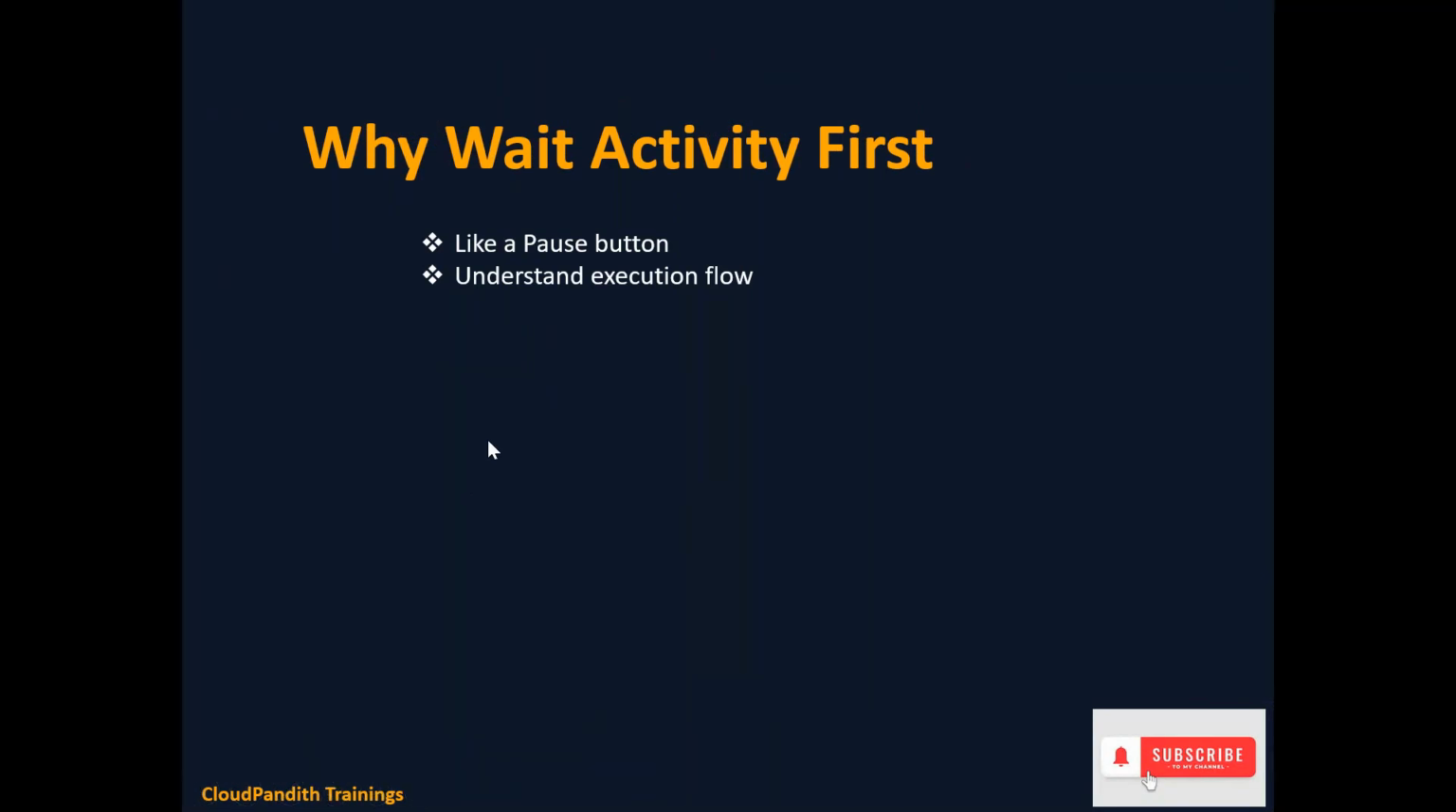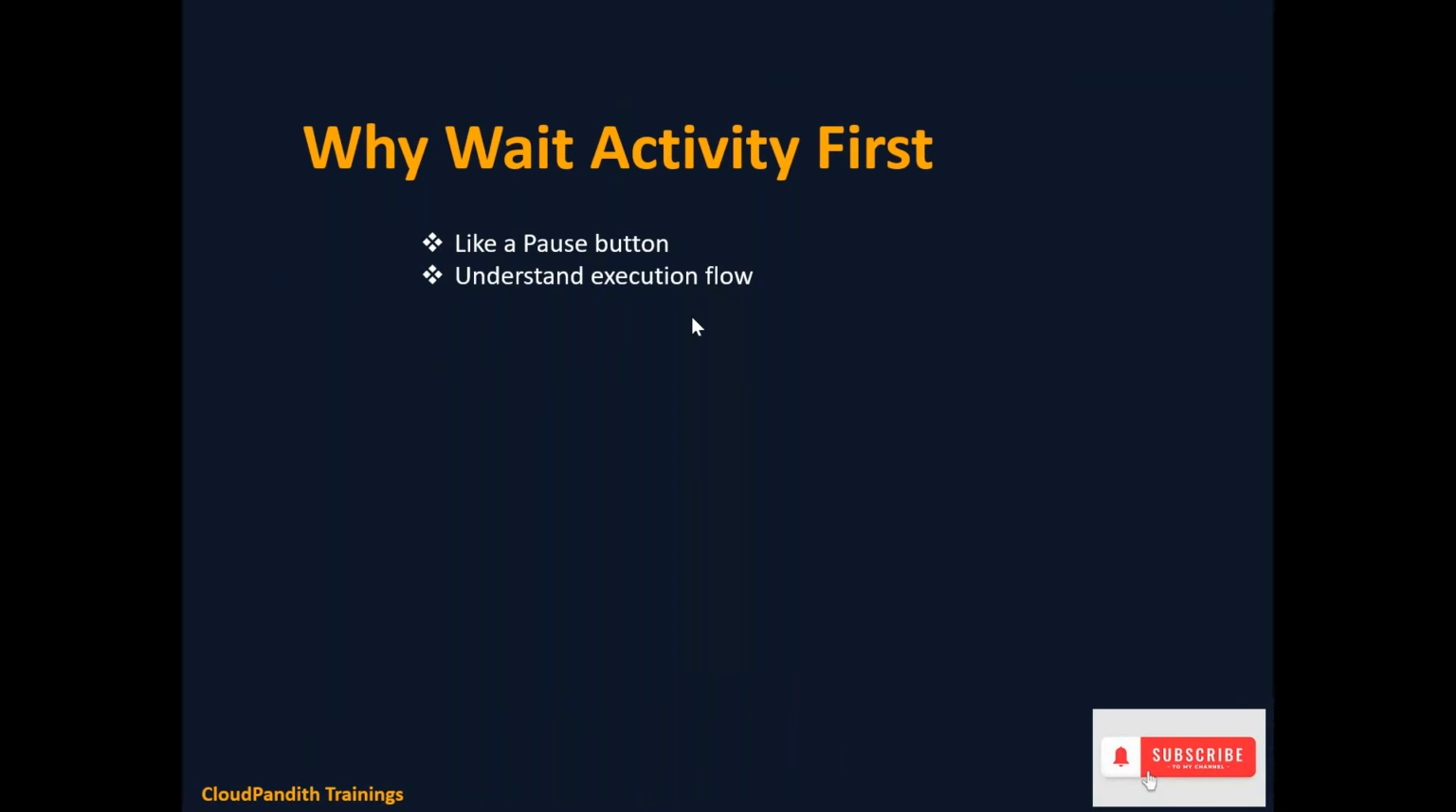Within that pipeline, I'm going to use a wait activity. But let's understand what this wait activity is exactly. A wait activity is like a pause button. We use it to understand the pipeline execution flow without worrying about source, sink, or data. How the pipeline will work, how this particular flow is going to be. If you want to understand that, a simple activity you can use is the wait activity.